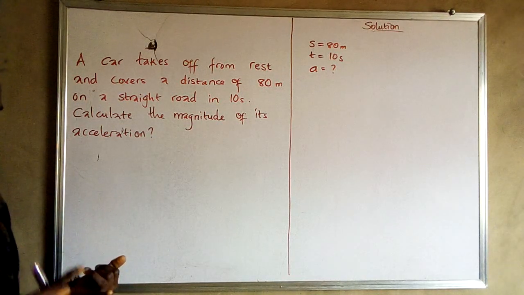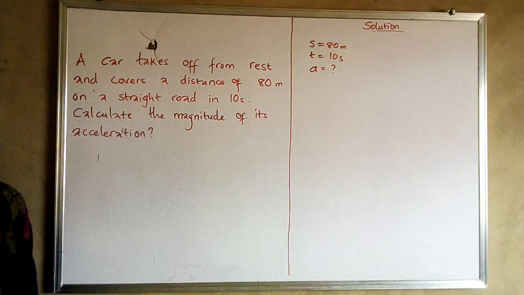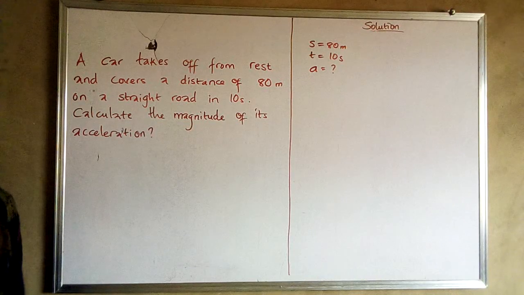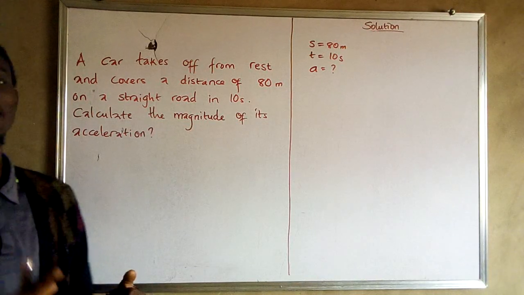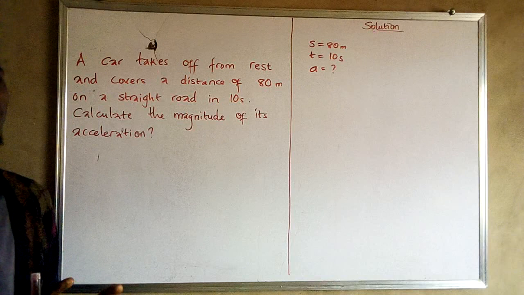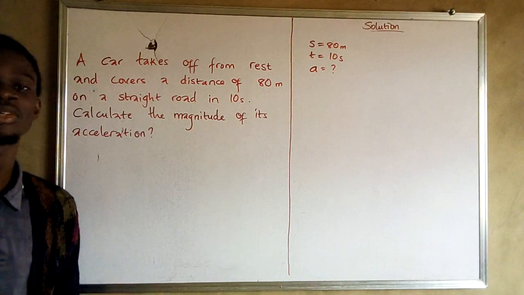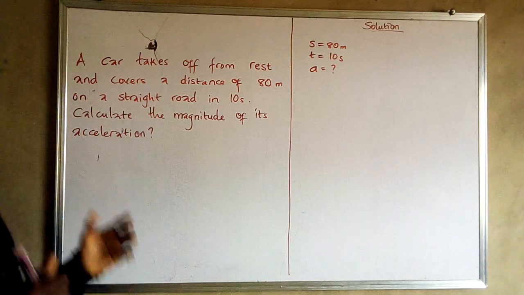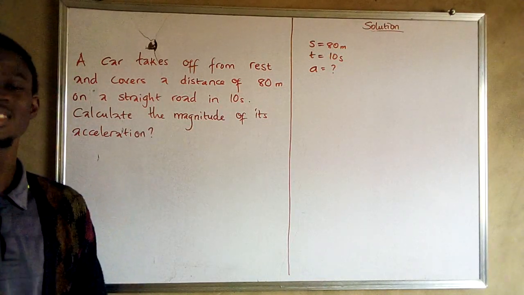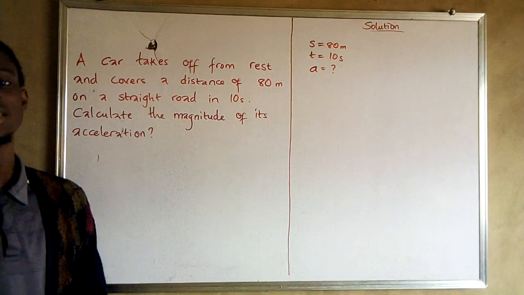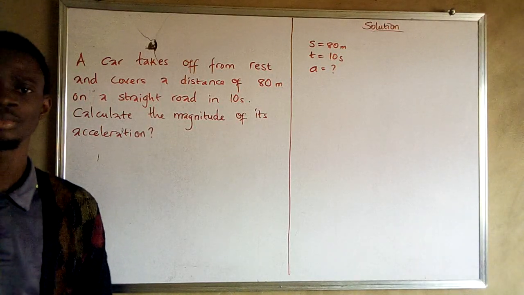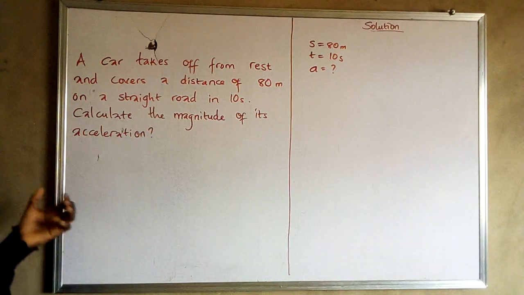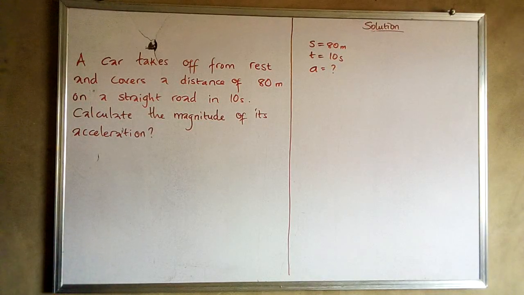The first principle is that when a car starts from rest, its initial velocity is always zero. The second principle is that when a car stops or comes to rest, its final velocity is always zero. And the last principle is when a car is moving with a constant velocity in a straight line, the acceleration is always zero. Now in this case, which of the three principles I just mentioned can be applied to this question?